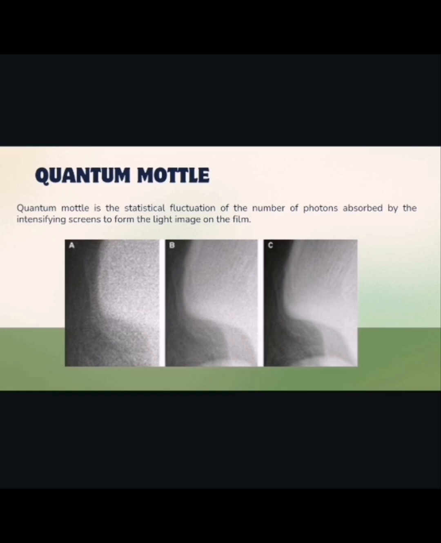Kung titignan mo yung image sa may screen, meron siyang parang batik-batik na itsura, like para siyang pepper or salt talaga. And it is caused by a random X-ray emission, a limited number of X-ray photons to create an image, and a statistical fluctuation in the number of quanta per unit area absorbed by the receptor.